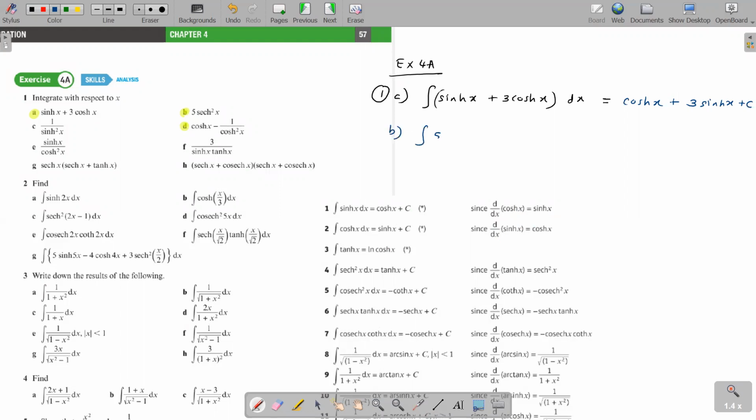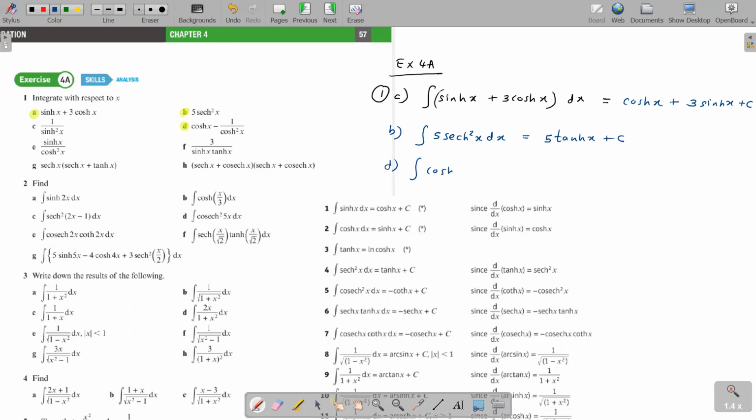Part B, integration of 5 sec square x. Let's use the rules. Sec square x integration is given in rule number 4. Can you see, sec square x integration is tan x. The 5 should be there. There should be 5 tan x, right? It's 5 sec square x, so 5 should be there. Sec square integration is tan. Okay. Then let's go to the next part.